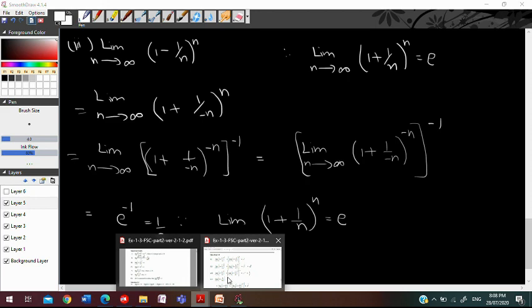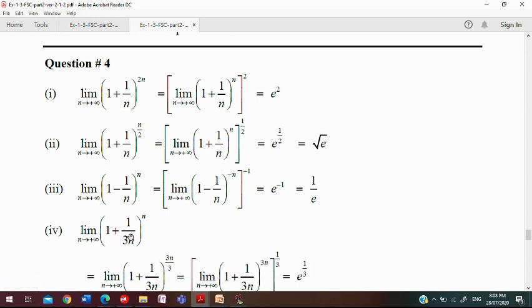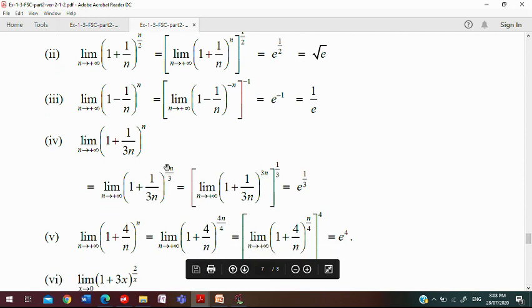Now the fourth part: limit n approaches infinity, (1 plus 1 by 3n) whole power n. Here we have n, so the power is also n. But now we have 3n, which means we need a 3 in the power. So for that, we multiply and divide by 3 in our power. We have multiplied here 3 by 3.